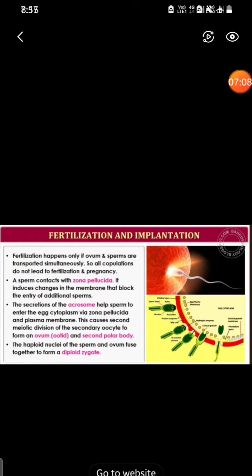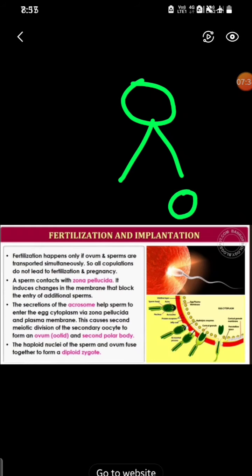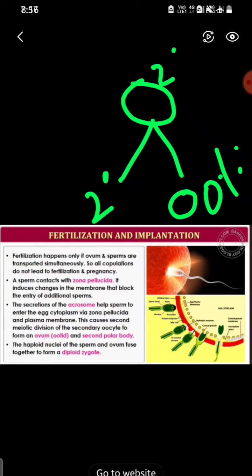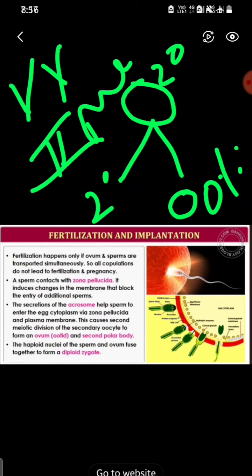As I said, if you have to understand any concept, you should know oogenesis, the menstrual cycle, everything; all the concepts are important. So the secretion of the acrosome helps the sperm to enter the egg cytoplasm via the zona pellucida and plasma membrane. This causes the secondary meiotic division of the secondary oocyte to form an ovum. The secondary oocyte will form the ootid, or ovum, and the second polar body, by undergoing the second meiosis. Very very important.